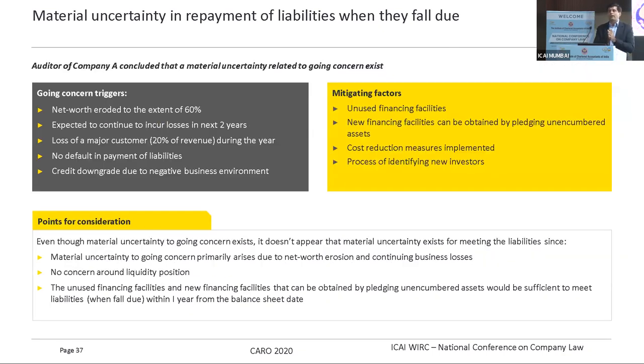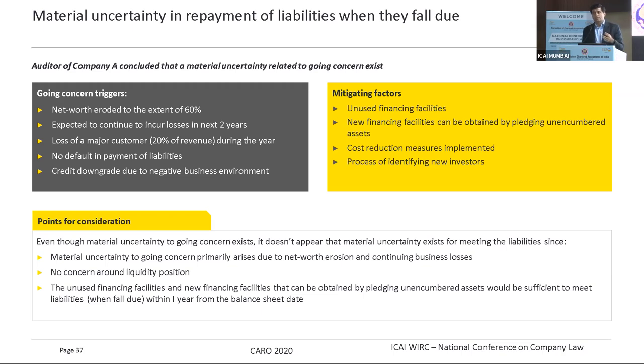Now again, there is a co-link. So if you have a reporting requirement under this clause and a reporting requirement under going concern, more or less the answer has to be the same, but not necessarily in all cases. Yeah, you need to justify. For example, there could be a going concern trigger. For example, net worth is eroded to the extent of 60%. There is loss of a big customer. In that case, there is a going concern trigger and you may have to assess whether the company will be able to continue in the long term. But in the short term, the company may have sufficient balance, right?